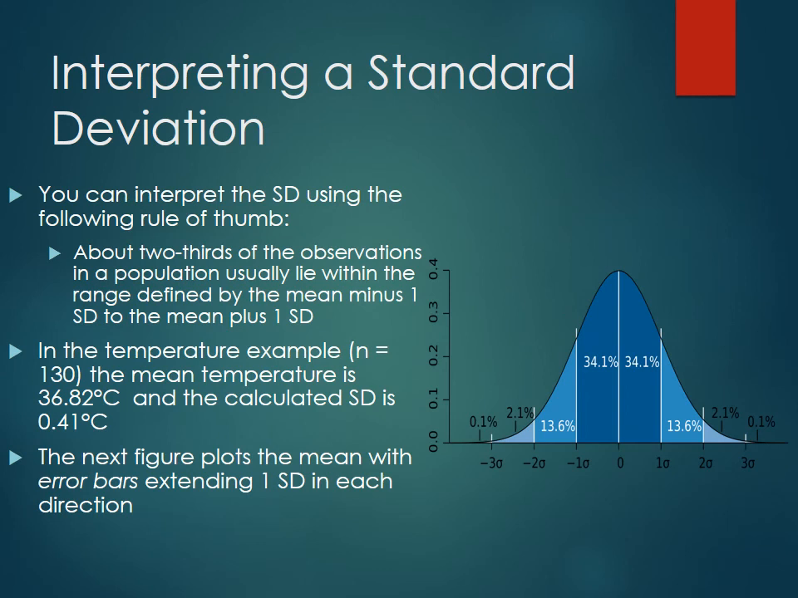So here is an example of a normal distribution curve, your bell-shaped curve that I'm sure you are familiar with. Essentially, you can interpret the standard deviation using a general rule of thumb: about 2/3 of observations in a population will lie within 1 standard deviation of the mean. That means one standard deviation below the mean and one standard deviation above the mean. That makes sense when you look at the actual values here. We'll talk about where those come from, but 34.1 plus 34.1 is about 2/3, right?